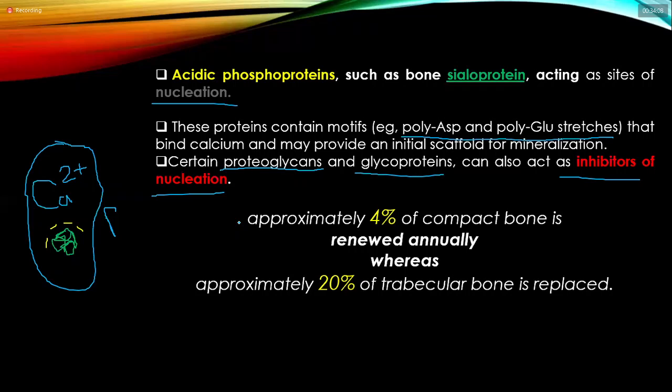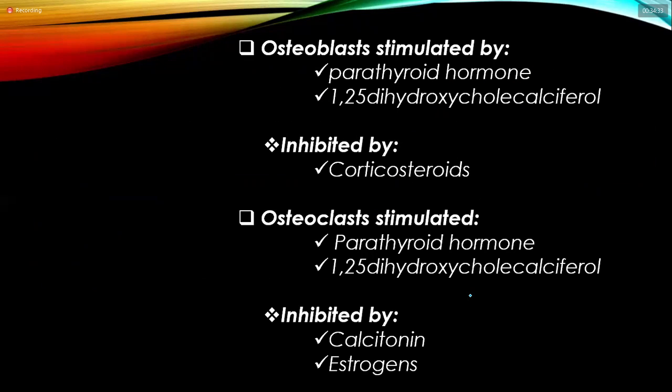Okay. Now, because the bone is a living and dynamic tissue, we have about 4% of compact bone changing every year. So we have a renewal process every year, and it will be more than 20% when we talk about trabecular bone structure. Trabecular bone is growing bone, more active bone, located at the ends of the bone tissue.